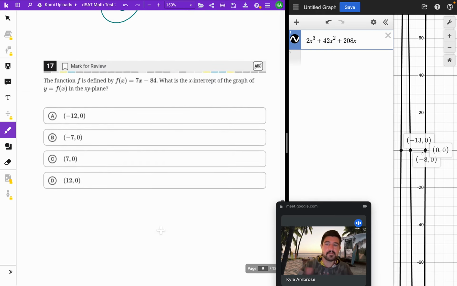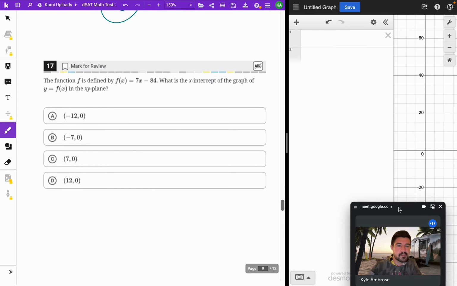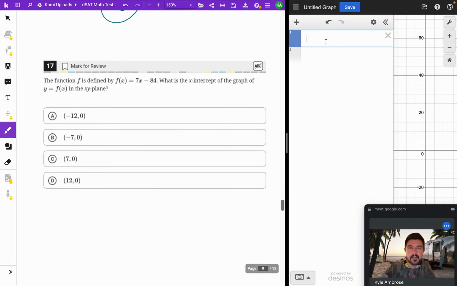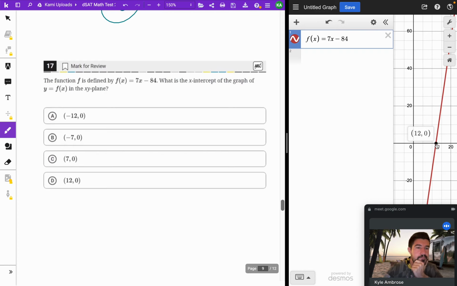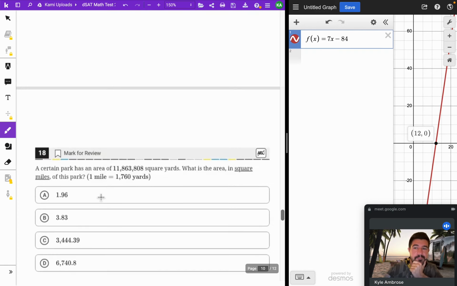Number 17, this one's really easy. I don't know why they put this so far at the end, because this one is usually a hard problem, but we'll take it. This is nice and easy. F of x equals 7x minus 84. The x-intercept, where it crosses the x-axis, is there, 12, 0. Hey, we'll take it. That was nice.